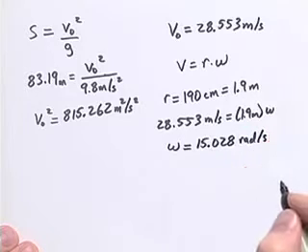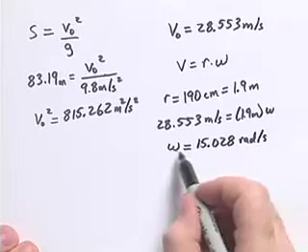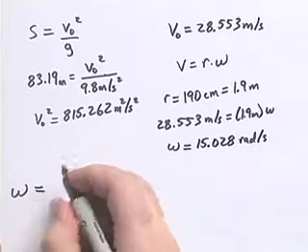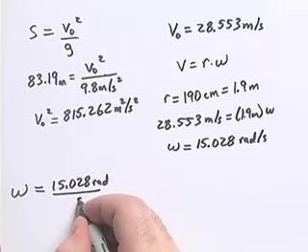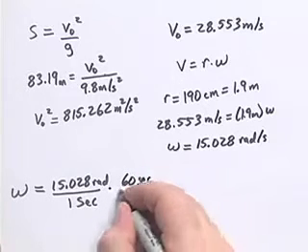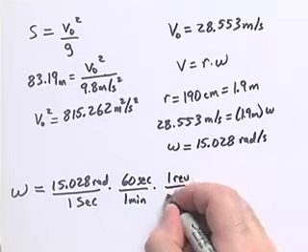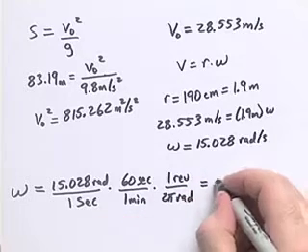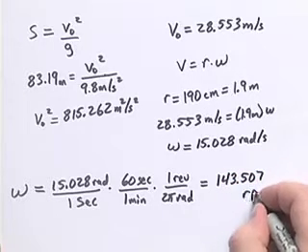radians per second. Now the problem asks us to find out the revolutions per minute, so we need to do some dimensional analysis and change our units for omega. So we'll get omega is equal to 15.028 radians per second times 60 seconds in 1 minute times 1 revolution for every 2 pi radians. If we multiply this out, we'll get that omega is equal to 143.507 revolutions per minute.